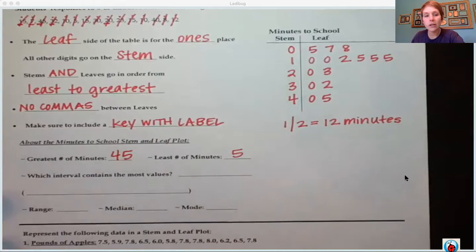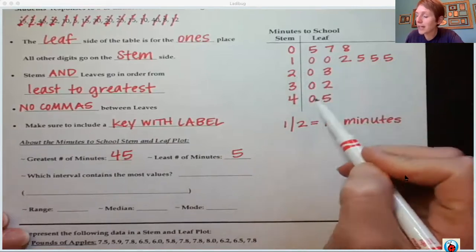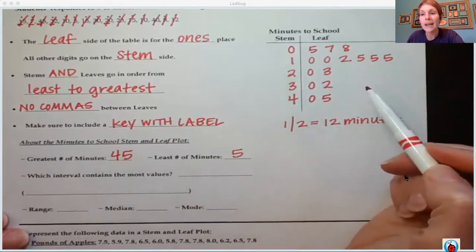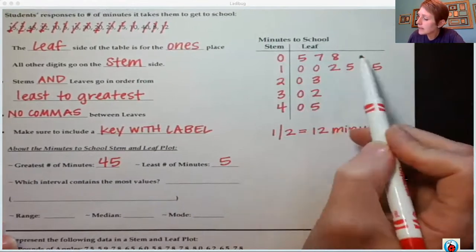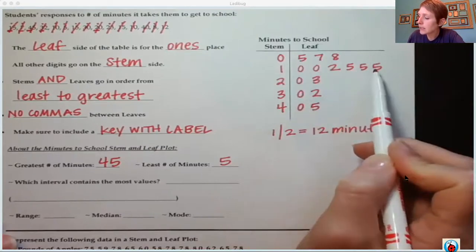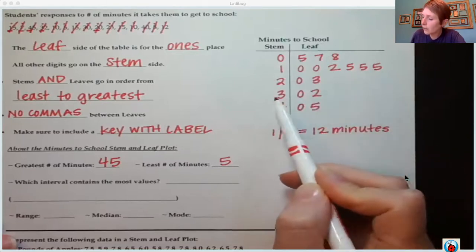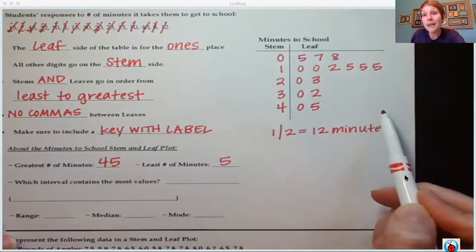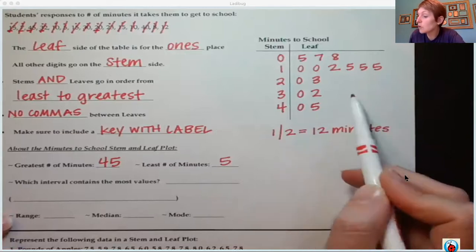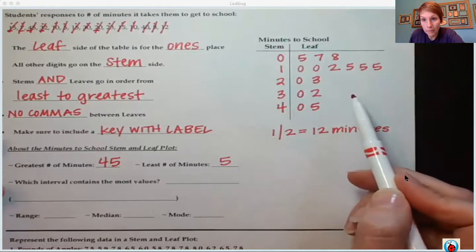Now this next question is a little tricky. It says, which interval contains the most values? That means which of these sets of numbers has the most pieces of data in it. If we think about it, this stem and leaf is only going to contain numbers from 0 to 9. This stem and leaf is going to contain numbers from 10 to 19, 20 to 29, 30 to 39, and 40 to 49. I may not have pieces of data that go all the way up to that top number in that interval, but it could be there, okay?